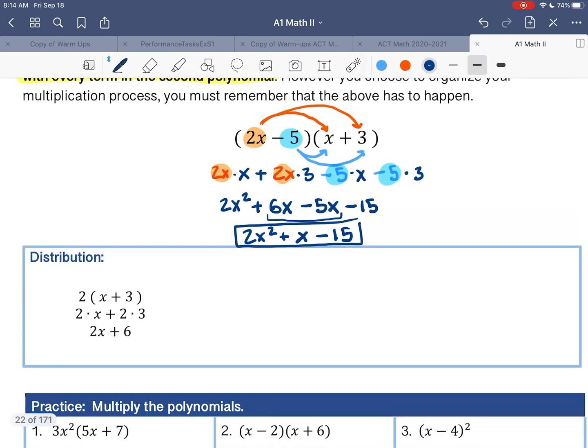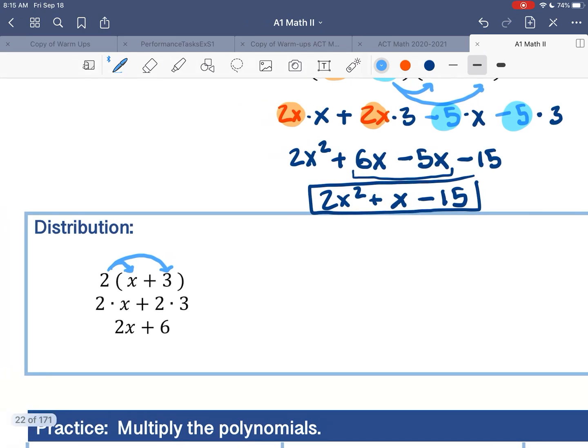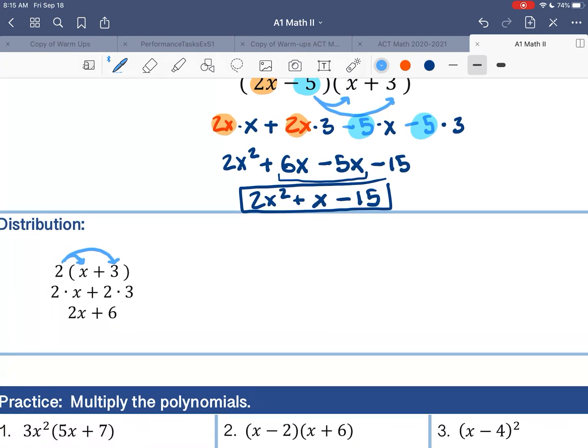This is just a reminder down here that with distribution, we're distributing two separate terms into our parentheses instead of a single term. Normally, like in this problem, we have 2 distributed into x plus 3. Let me do some highlighting. 2 distributed into x plus 3.